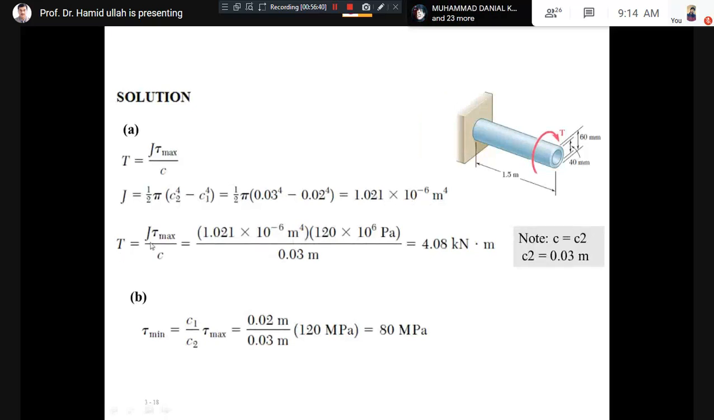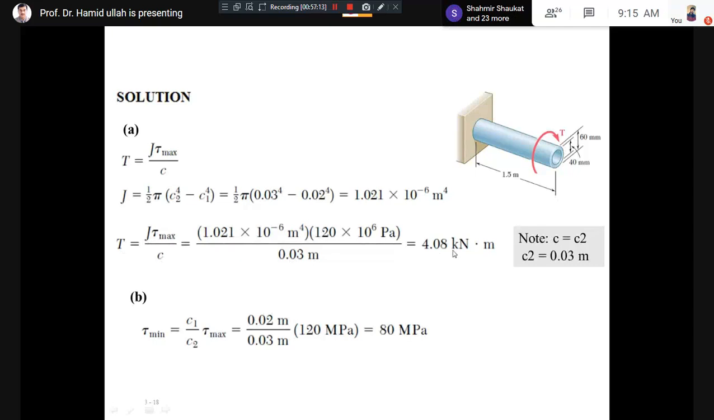The value for shear stress is given as 120 megapascal, and C is given as 0.03. I have written as a note that since we have two values, C1 and C2, you will put C2 here. Why C2? Because C2 is the outer radius, and at the outer radius, tau is maximum. Since we are talking about tau maximum, C should be C2. So that's why it is 0.03, or you can say 30 mm.